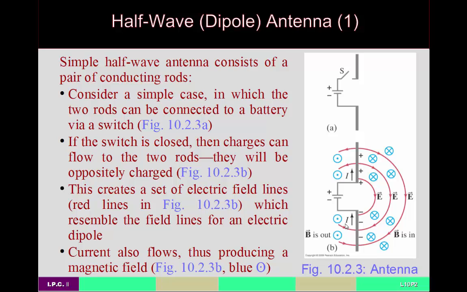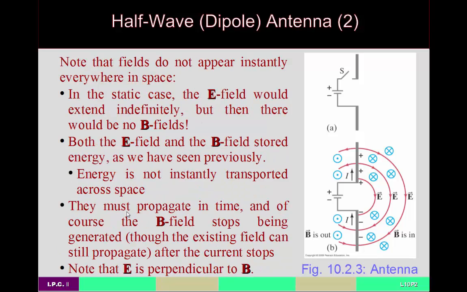And again, you can get the magnetic fields by using the right-hand rule. Point your thumb in the direction of the current, your fingers will point in the direction of the magnetic field. So on this side right here, the magnetic field is down, here it's up, and everywhere in between it sort of makes a loop around this pole and a loop around this pole. Okay, so these fields do not appear everywhere instantaneously in space. In the static case, you could have the E field extending everywhere indefinitely, but in the static case, you also do not have a magnetic field.